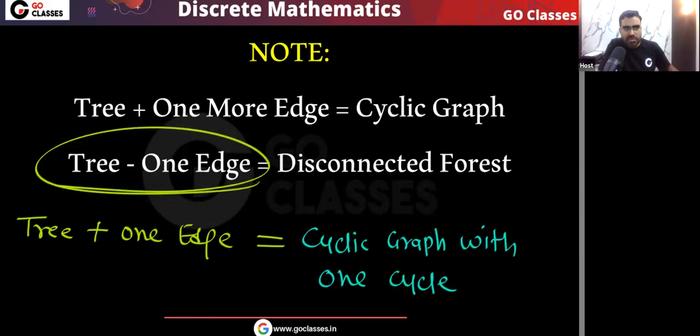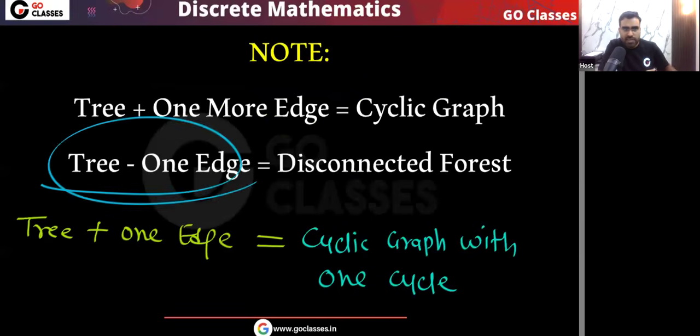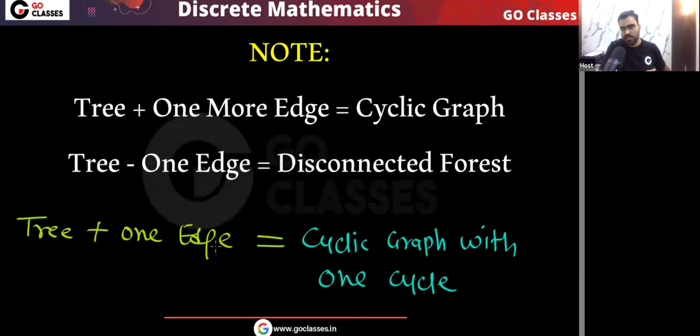And what about tree minus one edge? Tell me, from the tree, if I remove one edge, let's assume you have this tree, and if I remove some edge, now tell me, for example, if you remove this, then it will be disconnected. If you remove this, disconnected. If you remove this, disconnected. If you remove this, disconnected. So this is what I am saying, that tree minus one edge, that is a disconnected forest. Yes or no? So did you understand this?